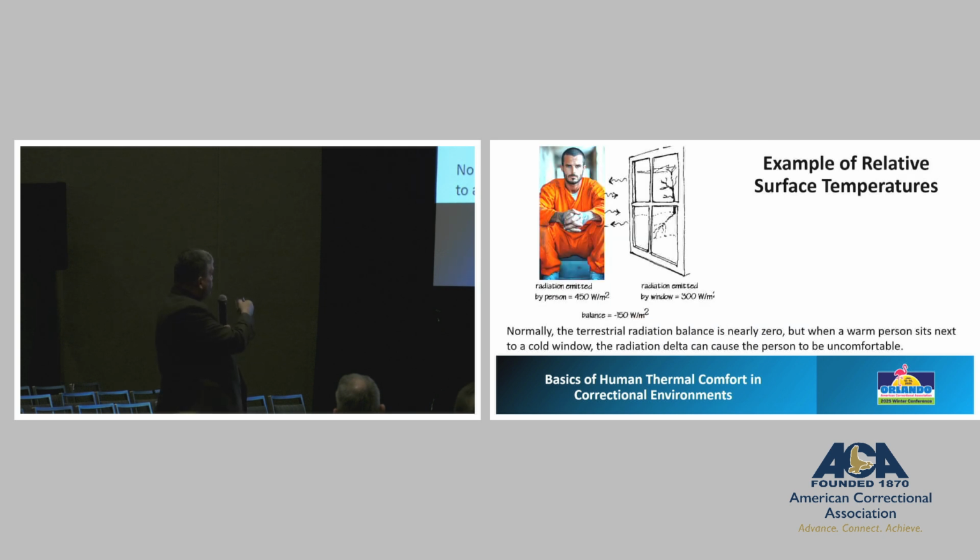So if you're a person in custody and you are near a window, and the window is only emitting 300 watts per meter squared, and your hot body is emitting 450 watts per meter squared, there is a negative 150 watts per meter squared difference between those two, which affects your perception of how comfortable you are. Now, saying that, 150 watts per meter squared does not mean that you don't have a zero energy budget. It's just that those particular components impact your perception of comfort, okay?